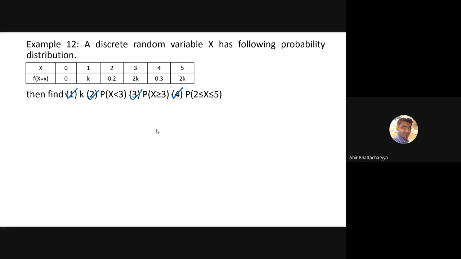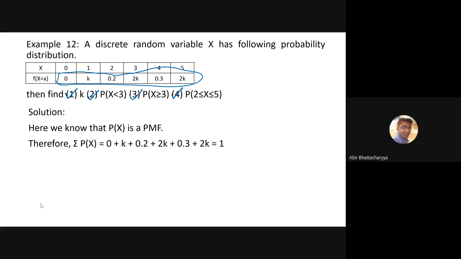So many things to find, but it's a simple, straightforward question, like the last one we did. First, a probability distribution is given here. If I add all those probabilities, I will get 1. From here I will get the value of k, since it's a PMF. So first, just add them: 0 plus k plus 0.2 plus 0.2222k plus 0.3, whatever it is, equals 1. From here, we get k equals 0.1.